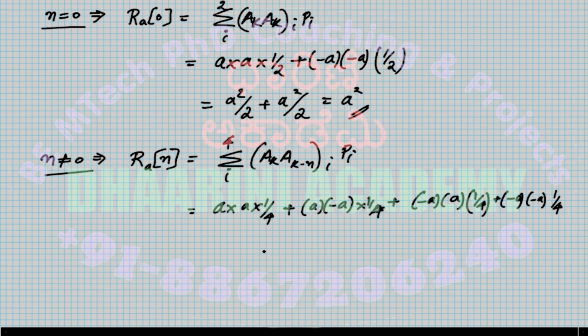Right? What's the sum now? If you see that, the first term is a square, the second is minus a square, they will get cancelled. The third term is minus a square, the last term is plus a square. So completely everything will cancel. You have 0.